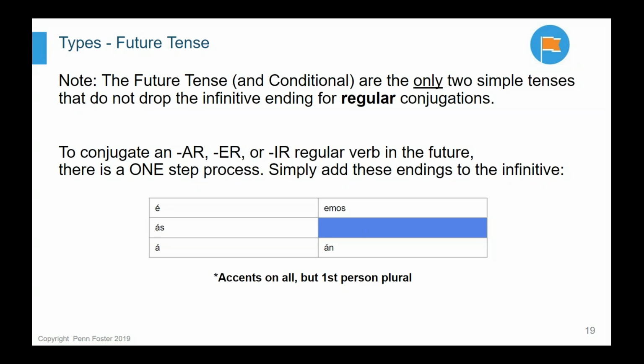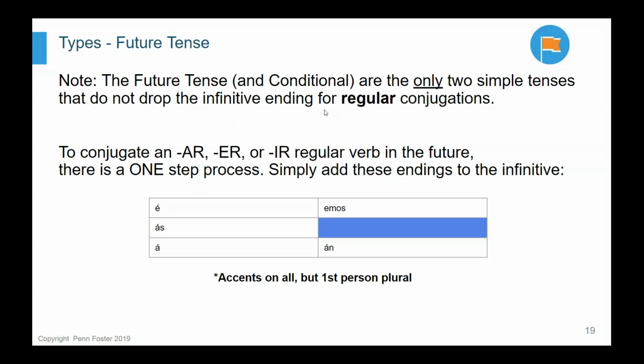As you can see, there's an accent on all the forms except for the first plural. So if we use an example, andar, which means to walk, andaré, A-N-D-A-R-E, I will walk, andarás, you will walk, andará, he or she will walk, etc.